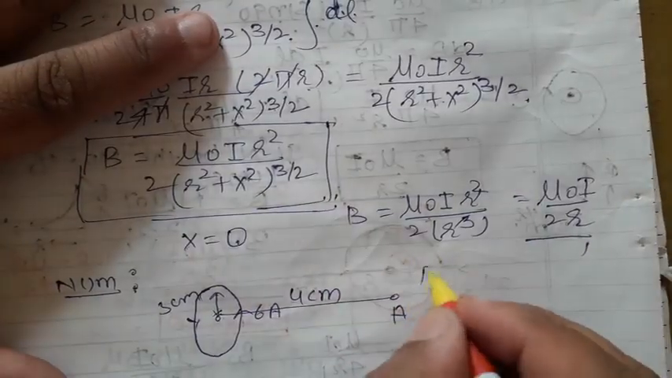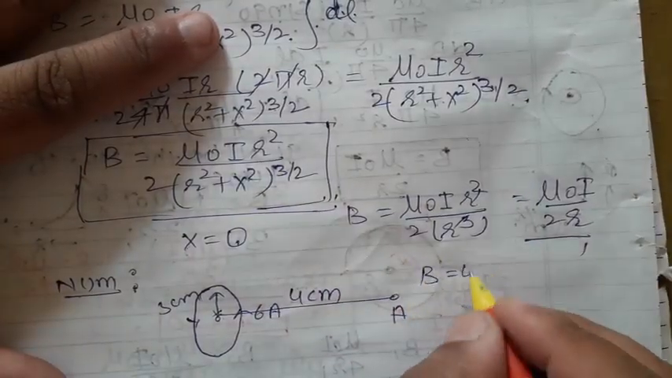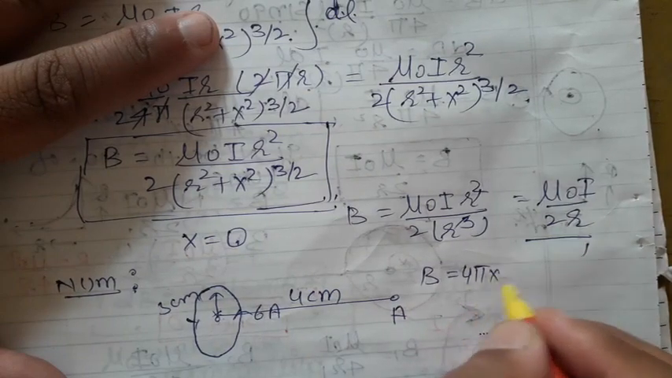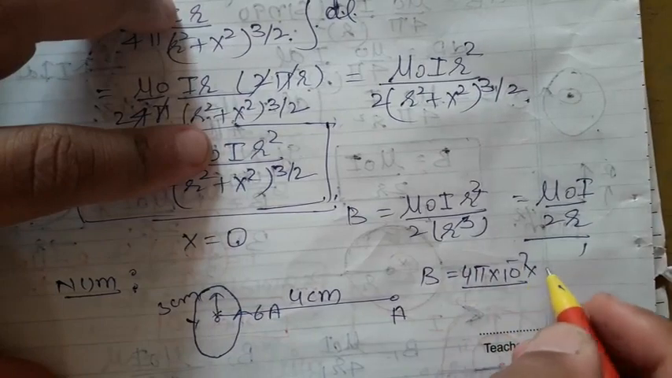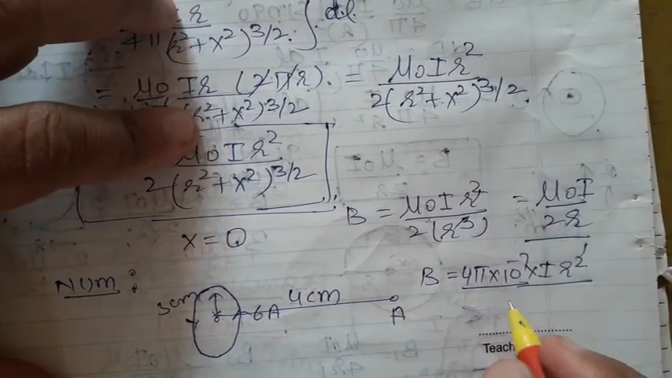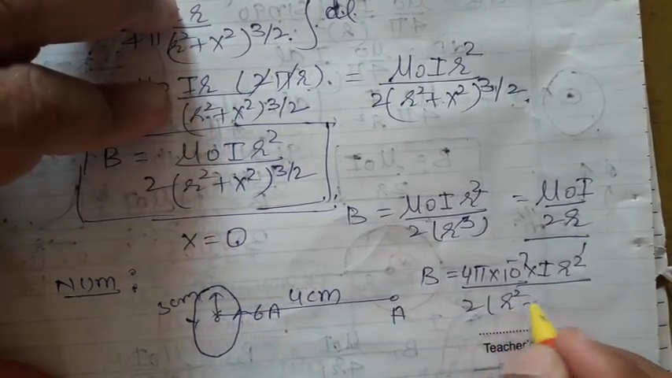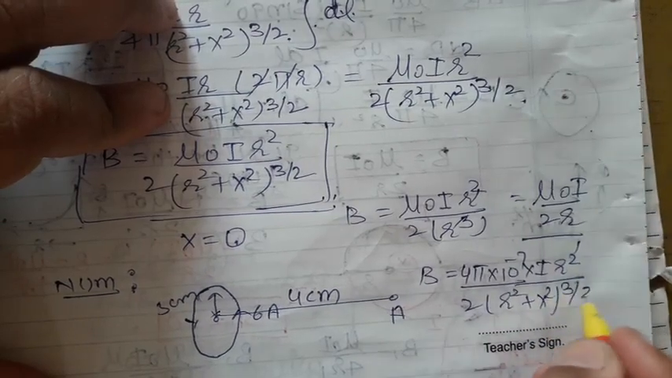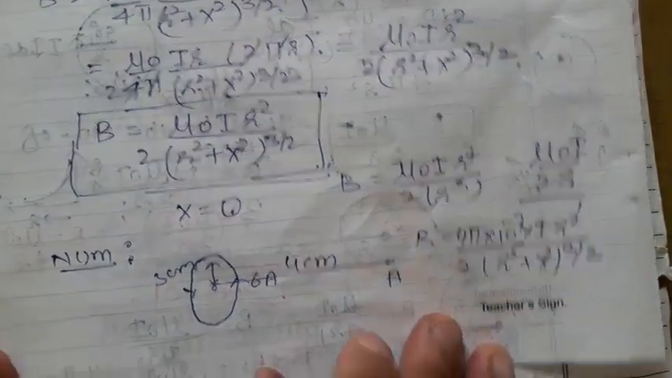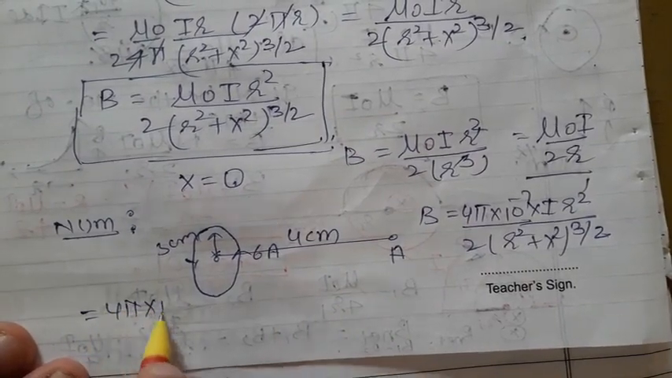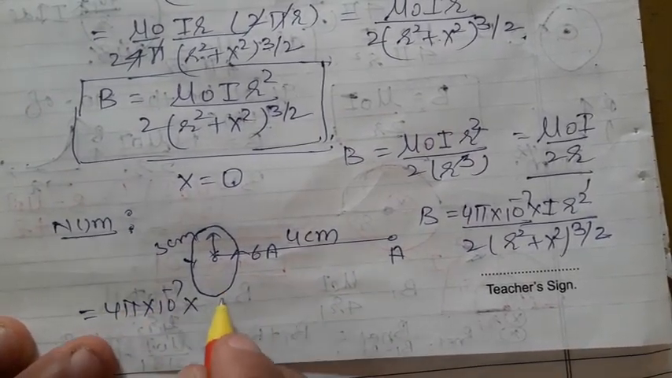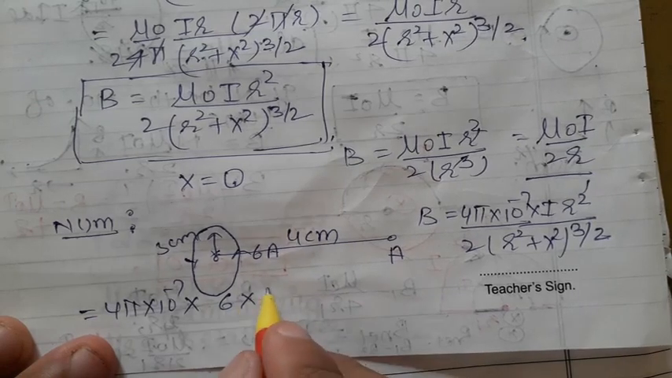So answer will be B is equal to mu naught, 4 pi into 10 to minus 7, into current, current into R squared. So let us write the formula first: B = mu naught I R squared divided by 2 (R squared plus x squared) to the power 3/2. This is the formula. Now according to this formula, put the values. Mu naught, children, I put the value 10^-7. Current is 6 ampere. What is the radius? 3 centimeter.